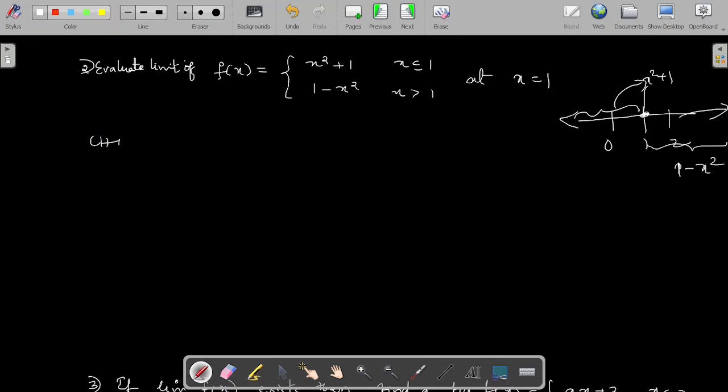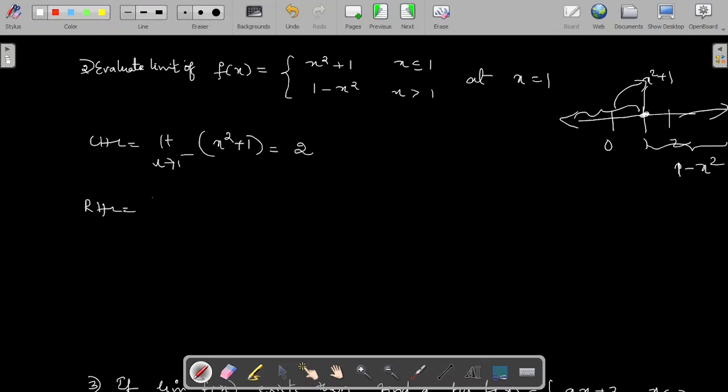We have to find LHL. From the left side when you approach 1, it is a different function. From the right side when you approach 1, it is a different function. Therefore, LHL is the limit as x tends to 1 from the left. X is less than 1. I will choose the function x square plus 1. So 1 plus 1, it is 2.